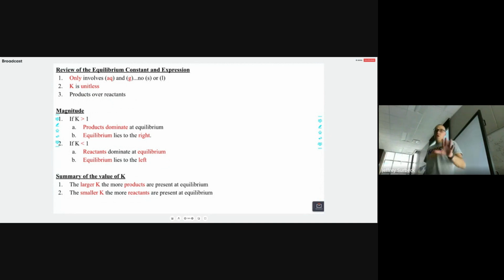Now, magnitude, basically that means, in terms of K, what does that mean? So if K is bigger than 1, the products are going to dominate, meaning at equilibrium, there are more products present than reactants. If K is less than 1, we say that reactants dominate, and so at equilibrium, there are more reactants present than products. A large K, more products. Small K, more reactants.